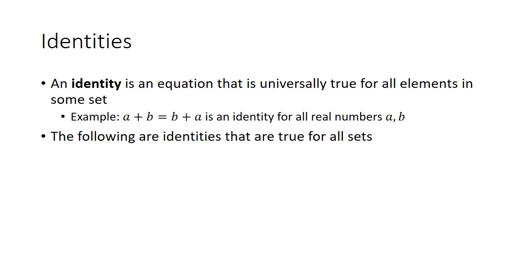Okay, so I'm about to present you with a really long list of identities for sets, so it's good to first remember what an identity actually is. An identity is simply an equation that is universally true for all elements in some set. For example, there are a lot of identities that you're already familiar with, and this would be one of them: a plus b is equal to b plus a. That is an identity that is true for all real numbers a and b. It's actually true for other sets as well, but it is true for all real numbers. So now I'm going to show you this really long list of set identities.